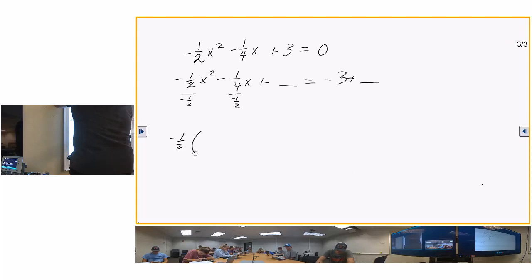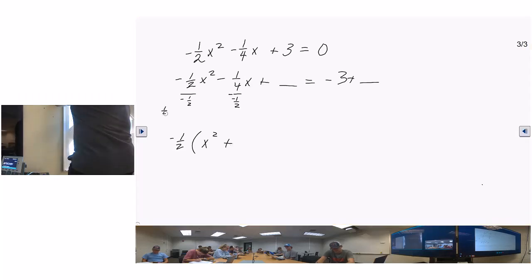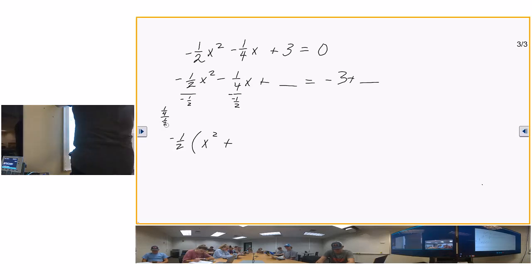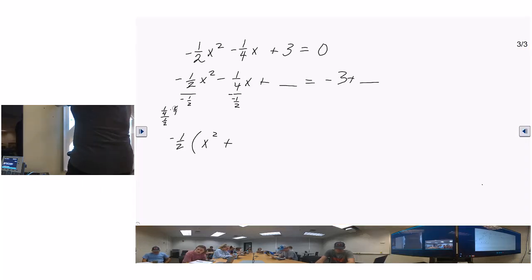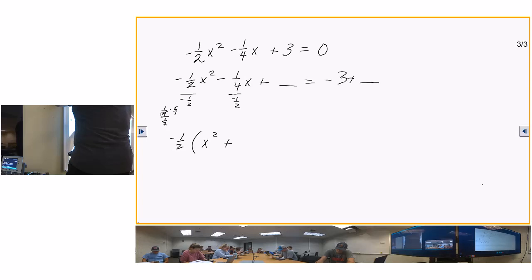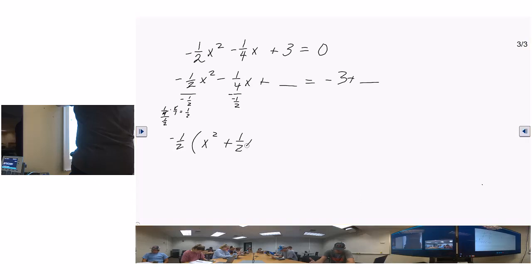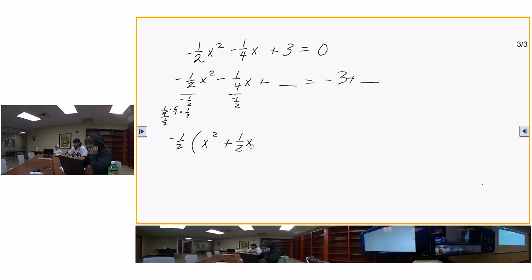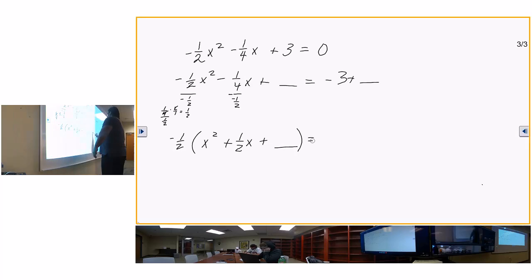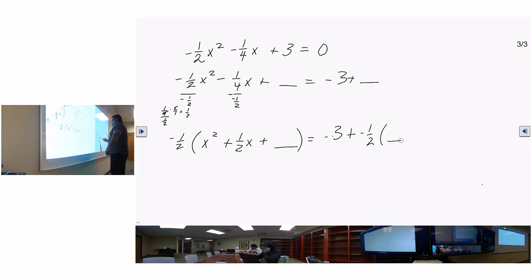So that leaves x squared, and we're going to have a positive term here, but let's go over here and do this. 1/4 divided by 1/2. I'm not worried about the signs because I've already taken care of the sign right here. Which means I'm going to multiply by 2 over 1, which means I'm going to get what? 1/2. Oh, yes. Plus blank is equal to negative 3 plus negative 1/2 times blank.